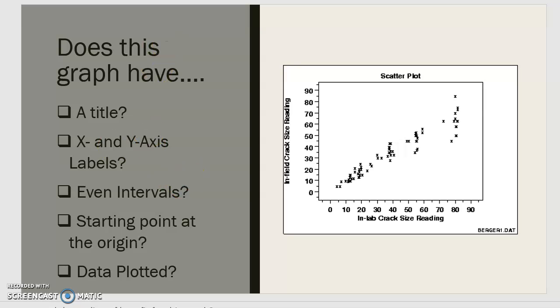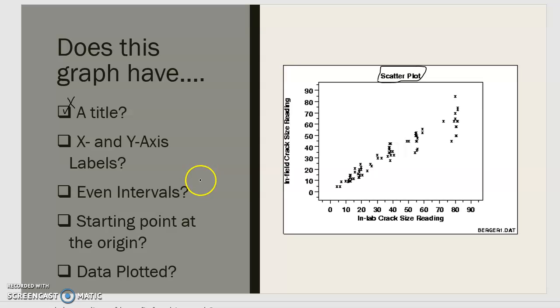So first things first, we are going to go through our list. So let's look at it. Does this graph have a title? All right, so our title in here looks like it is Scatterplot. Okay, not the greatest title, but it does technically have a title. So we're going to give it like half of a check mark with a little X through the end, because it has a title, but it's not a great title.